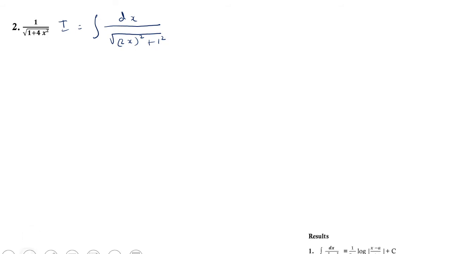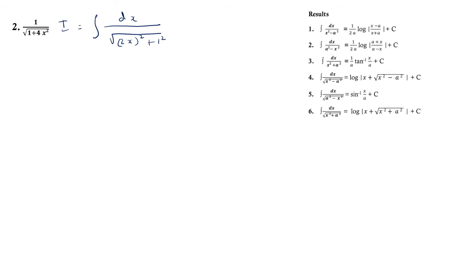So we have just now seen various results. Among these, we can use integral dx by square root of x square plus a square is equal to log mod x plus square root of x square plus a square plus c. So this is nothing but, since instead of x we have 2x, we have to divide by 2. So this is equal to half log mod 2x plus square root of 4x square plus 1 plus c. So this is the answer for this question.